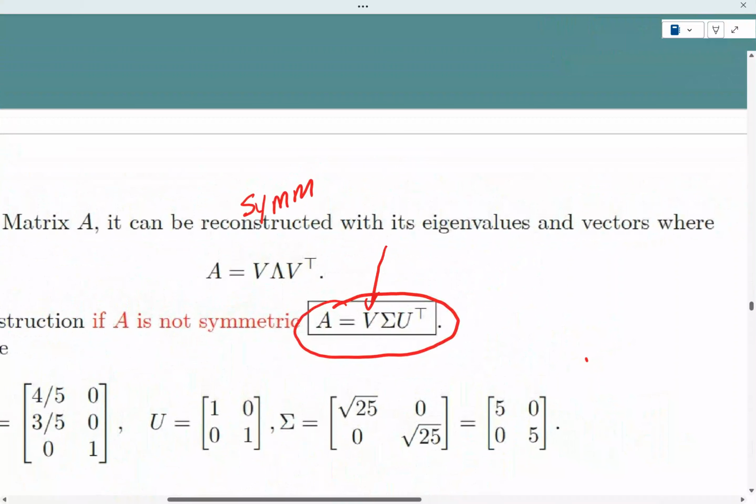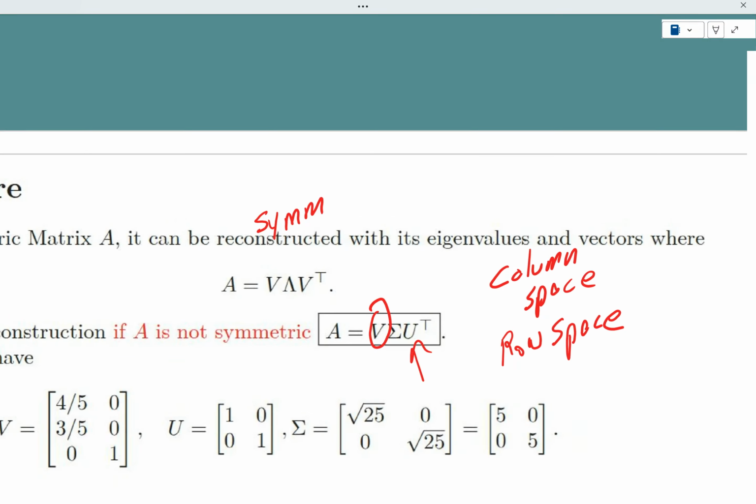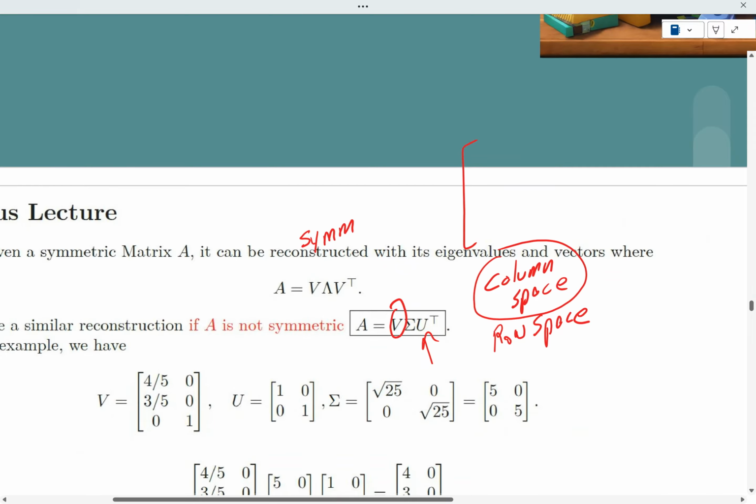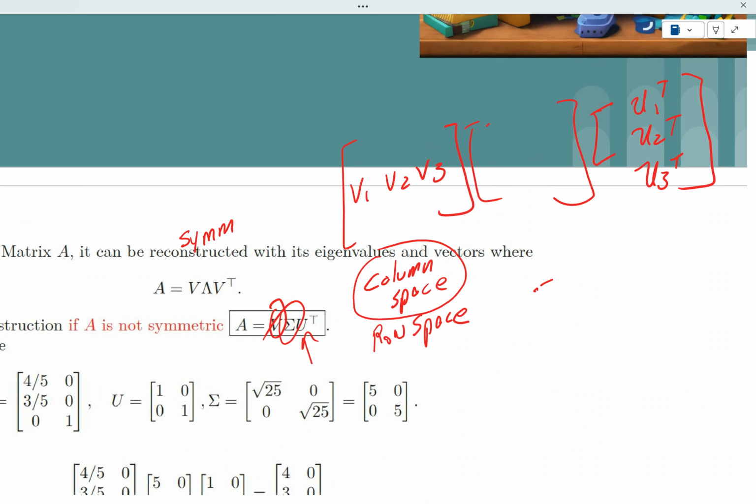Now V right here is the eigenvectors of the column space, and U here is the eigenvectors of the row space. The way it works is we would have the column space, let's say V1, V2, V3, and then the row space would be U1 transpose, U2 transpose, U3 transpose. And sigma here is the singular values. So it would be square root 2.5.